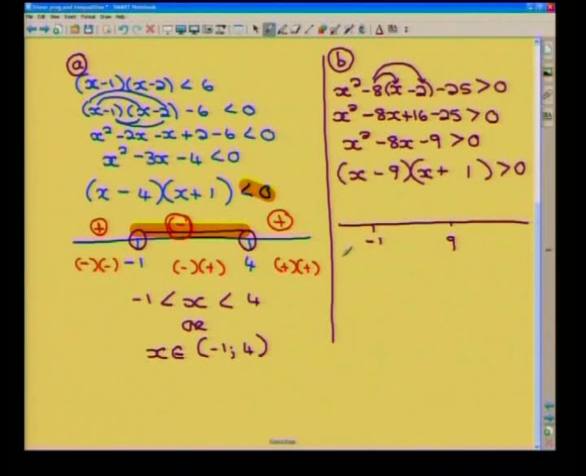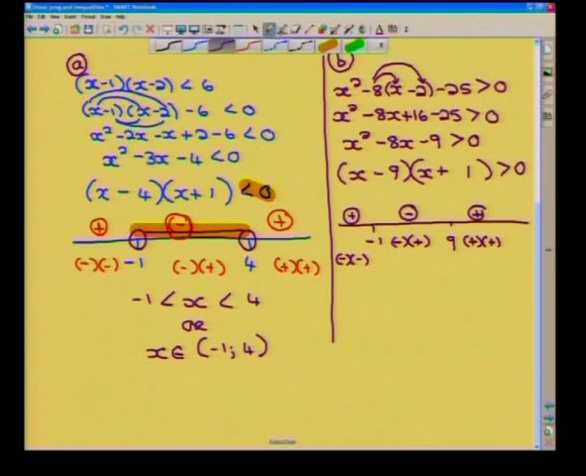Right, so over here we go and we try something smaller than minus 1. Let's take minus 2. It'll be a negative times a negative, which is a positive. Between these two, let's take a 0. It'll be a minus times a plus, which is a minus. And this side, let's take 10. It'll be a plus times a plus, which is a plus.